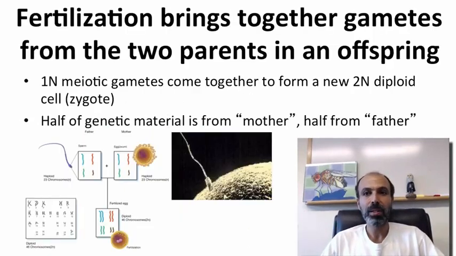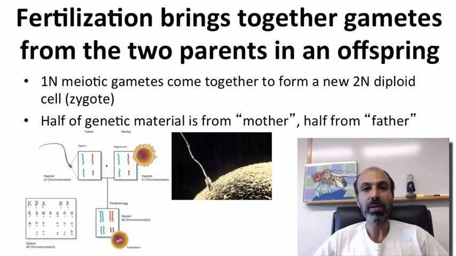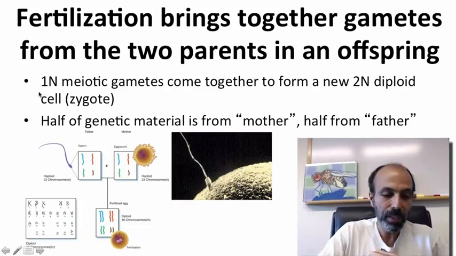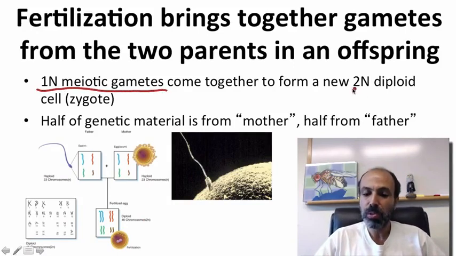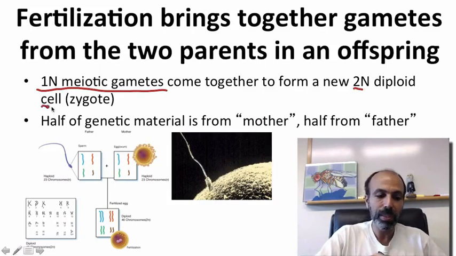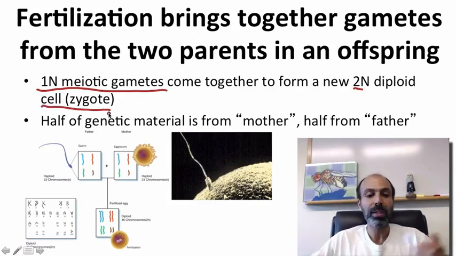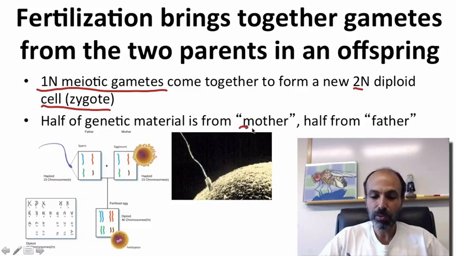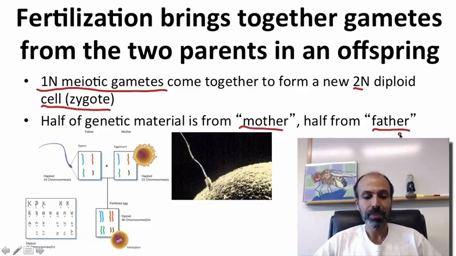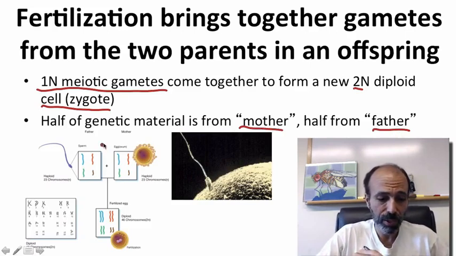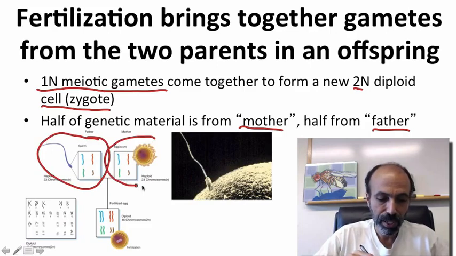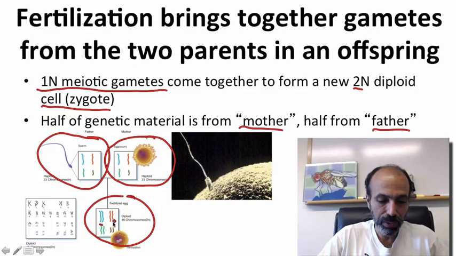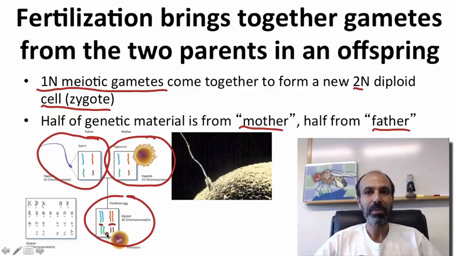Now, fertilization is what brings together the gametes of 2 parents into an offspring. So you have these single copies, these 1N meiotic gametes, coming together to make a new 2N, having 2 copies, diploid cell, which would be you, for example, or your kid. Now again, half the genetic material is from mom, half is from the dad. So we have this sort of union. And this picture diagrams it pretty well. Imagine this is a complement of chromosomes from dad. Here's a complement of chromosomes from mom. And you see that in the offspring, they have 2 copies of the blue, 2 copies of the red, 2 copies of the green, etc.